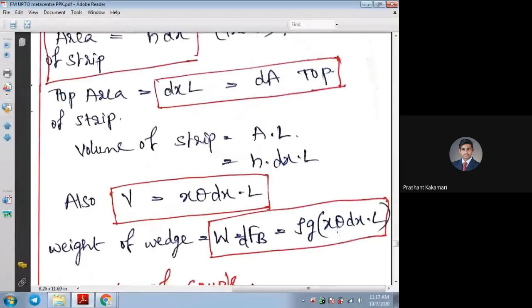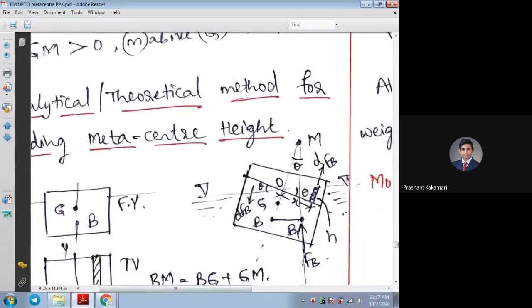Now in the front view, I can write the volume as x tan theta dx into L. That volume I'll substitute here with rho g. That indicates the total weight of the wedge added on the right side. This addition is going to create some extra buoyancy force dFB. A small buoyancy force that is added, we are writing as dFB. The total buoyancy force available is capital FB. This is total FB at the bottom. This is also creating one couple here on the bottom side.